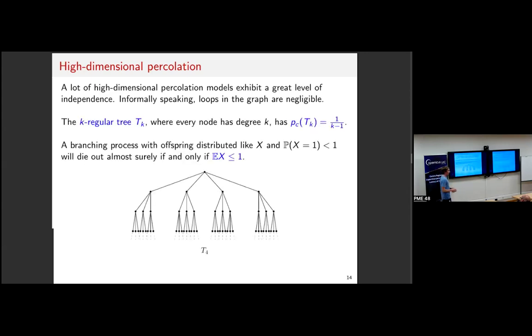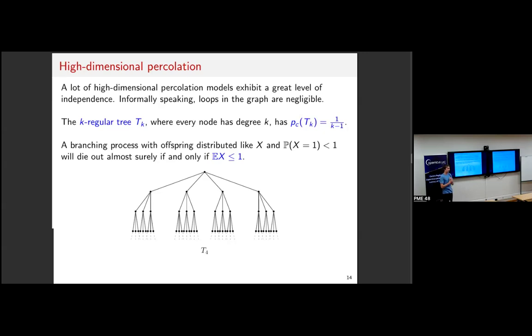And for a tree, computing the exact value of p_c is quite easy. So here you see a tree where every vertex has degree 4. In general, if you have a k-regular tree where every vertex has degree k, and you do site percolation on this tree, then the critical value is 1 divided by k minus 1. Because you can think about the tree hanging at one point, and then every vertex has k minus 1 offspring.